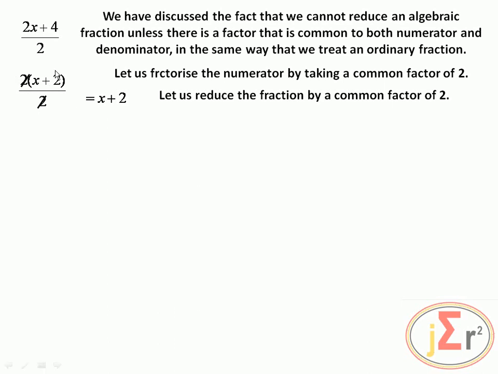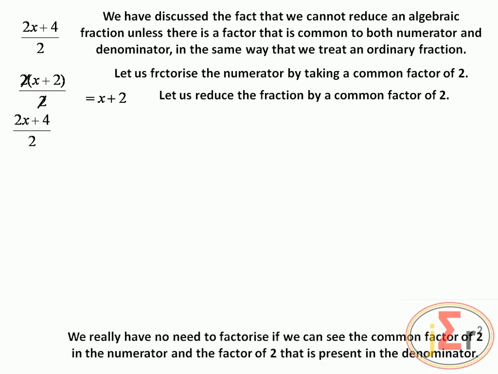Also, if the denominator were 1, x plus 2 divided by 1, anything divided by 1 would have been the same thing. So we can just say that the result is x plus 2 when we factorize the numerator and reduce by a common factor that we see exists. The result is x plus 2.